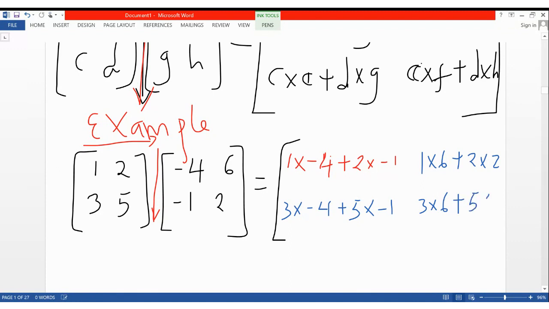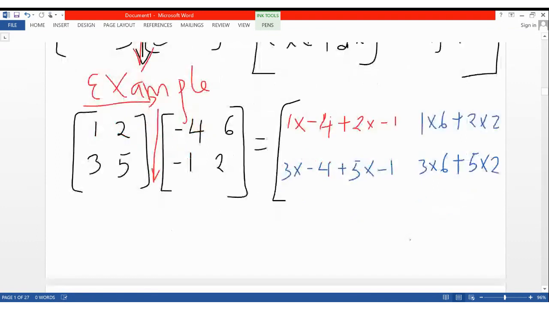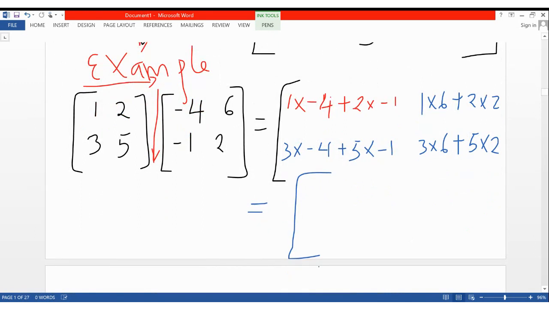Now, the arithmetic, when you have a calculator, is easy to do. So this is what we should expect in the final answer. 1 times negative 4, that is negative 4, and 2 times negative 1, so you'll get negative 6. Then 6 plus 4, that is 10. Then you'll get negative 12 minus 5, negative 17. And then 18 plus 10, 28. We are done with that one.